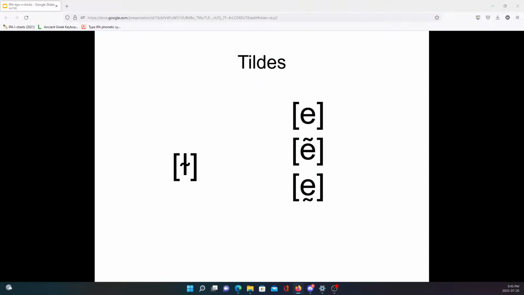First of all, it's used to indicate velarization or pharyngealization, but you will really only ever encounter this on L. So you put that tilde, superimposed right over the top of the L, and you get what's called a dark L or a velarized L. That's fine. Secondly, it can indicate nasality on vowels.